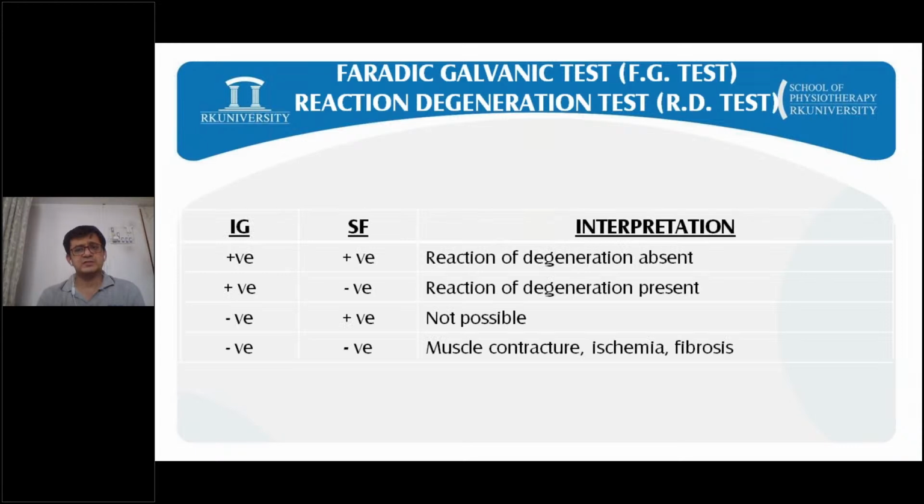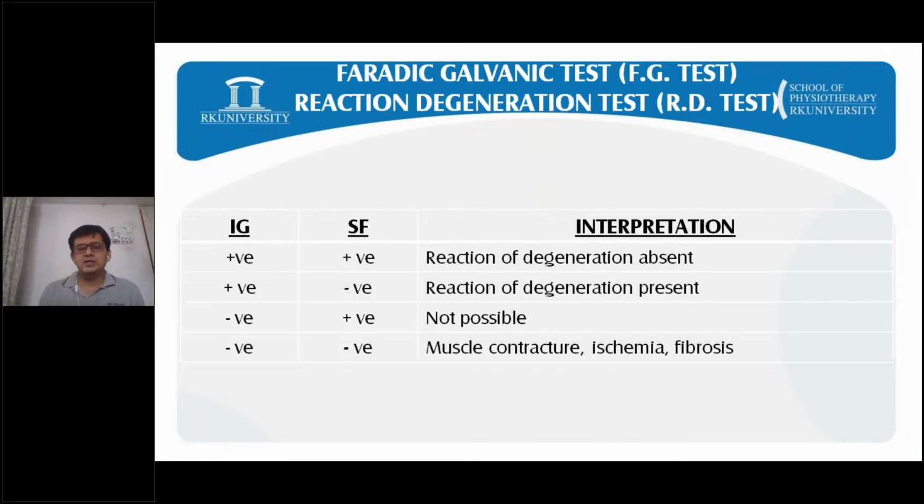What will be the responses? Mathematically, there are four probabilities. Clear? IG positive, SF positive; IG positive, SF negative; IG negative, SF positive; and IG negative, SF negative. Here we need to learn how these currents will be stimulating the muscle. IG may stimulate the muscle directly because of its long pulse duration, while SF cannot stimulate muscle directly. SF will stimulate the nerve, and that stimulated nerve will stimulate the muscle. Clear?